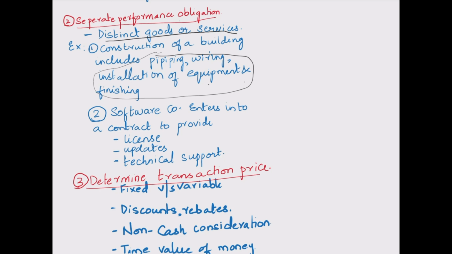When you're talking about a software company that enters into a contract to provide license services, updates, and technical support, these are independent of each other. They can be sold independently, separately. That is why there are 3 separate performance obligations here.